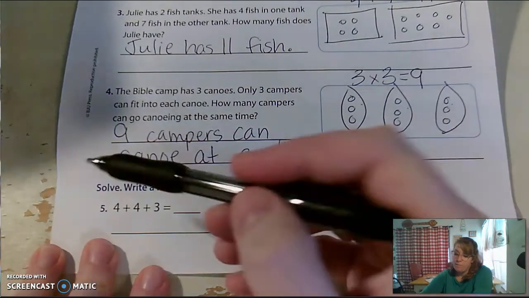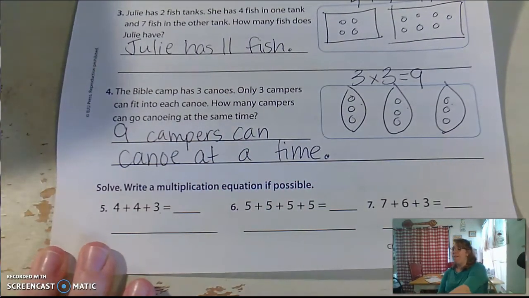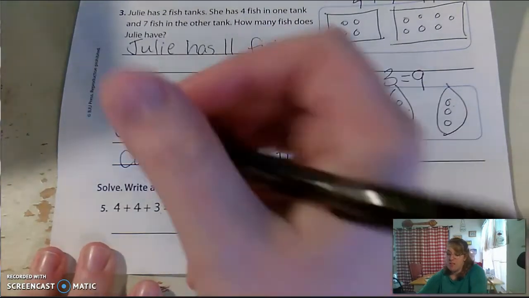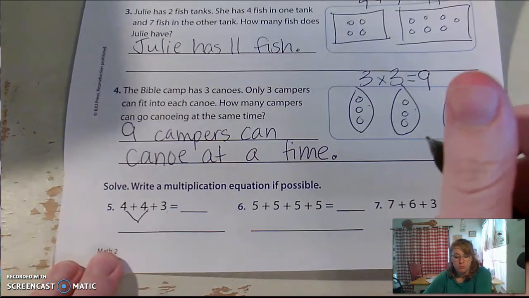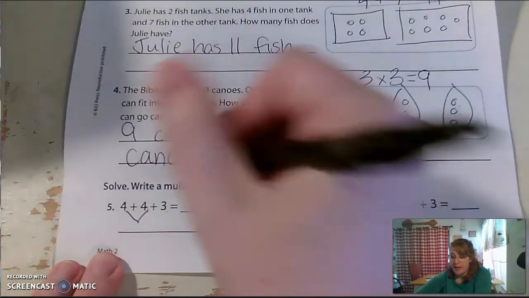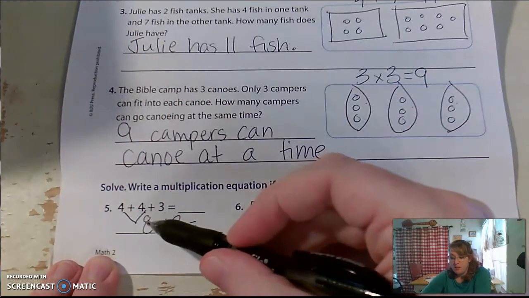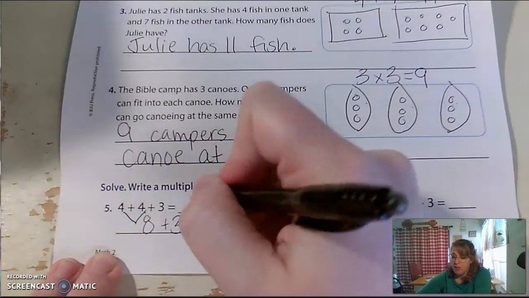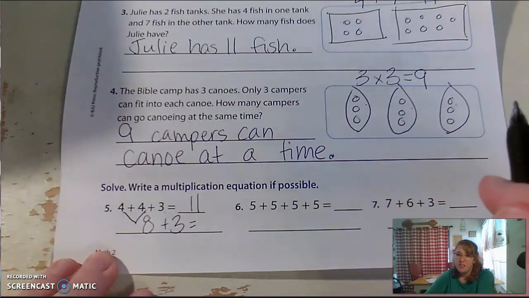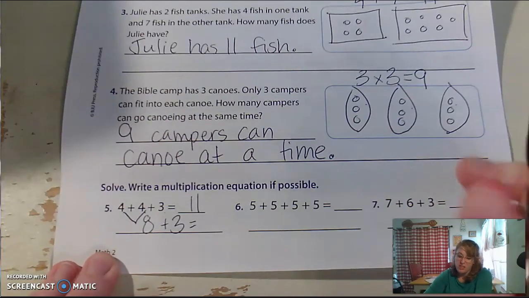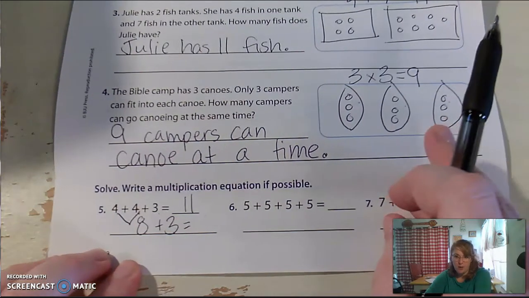Okay. 4 plus 4 plus 3. Well, this 4 does repeat. So what's 4 plus 4? 8 plus 3 is 8, 9, 10, 11. 11. Now, we really didn't have any multiplication in that. We could have said 4 times 2 plus 3, but you're not there yet. We haven't done order of operations that heavily.